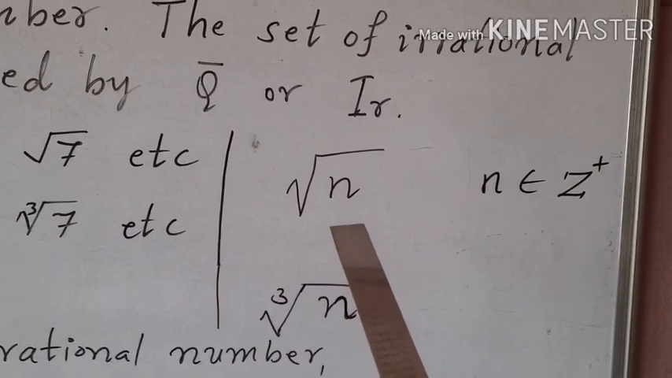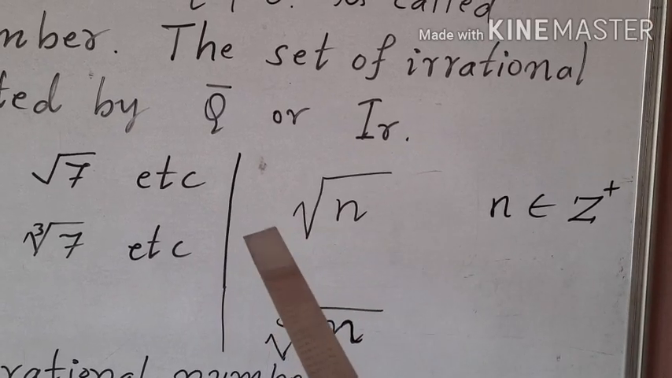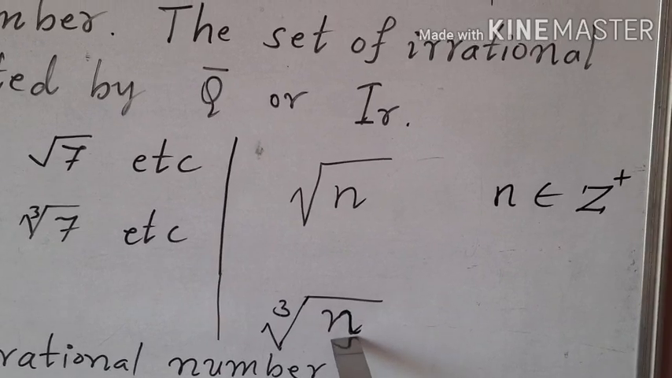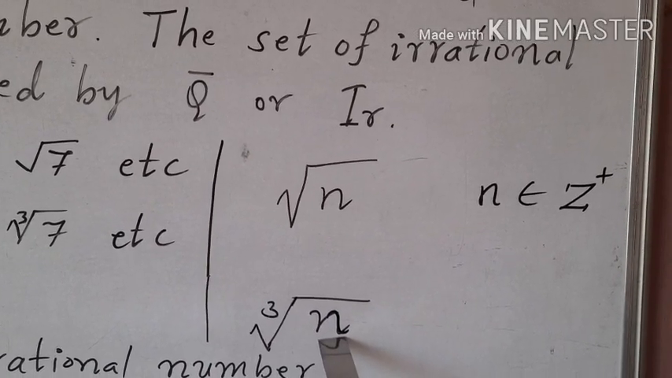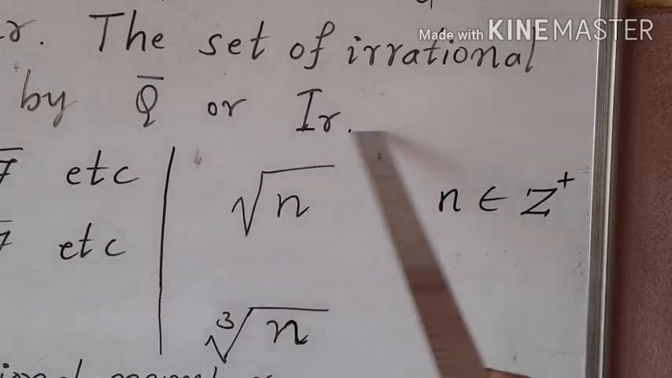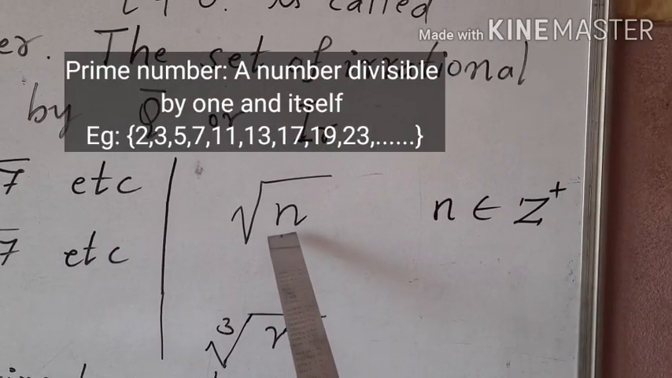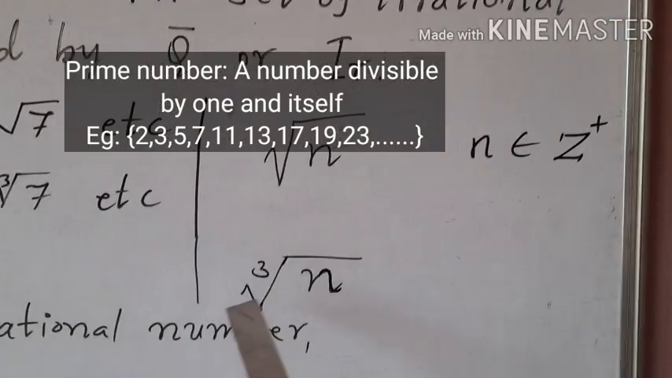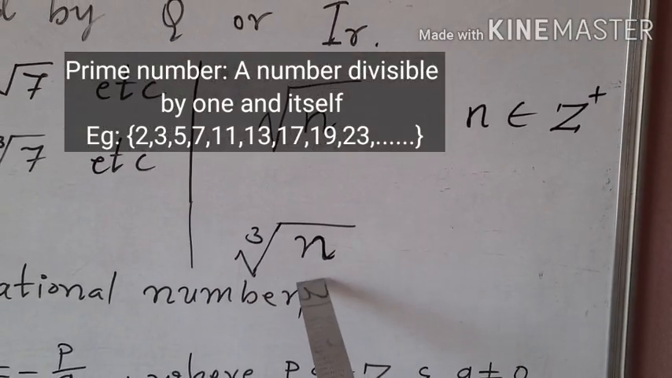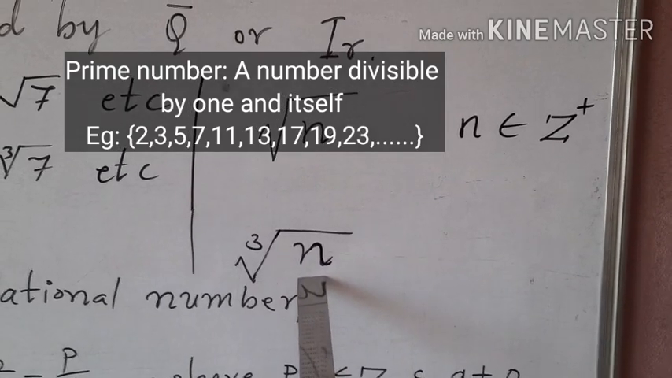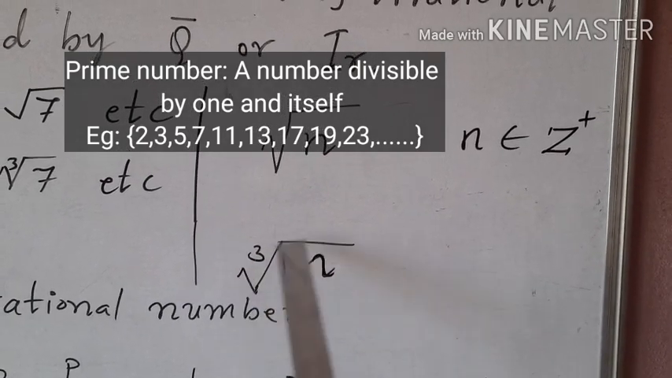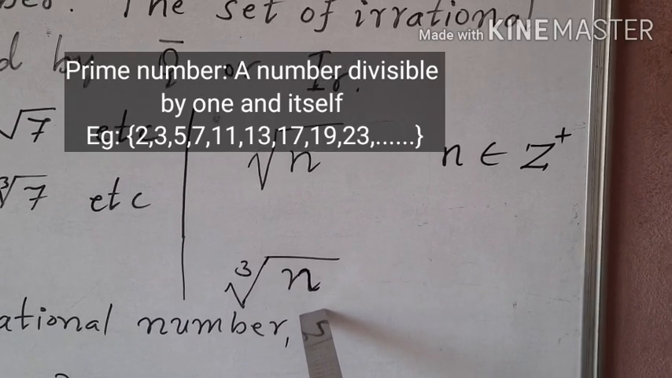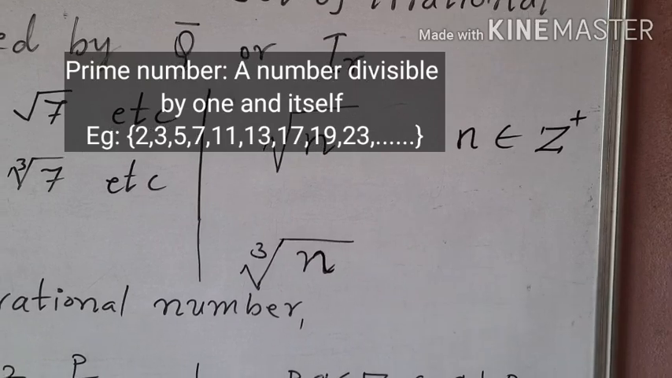There is one more condition for a number written under the square root mark and cube root mark to call it an irrational number. That is, under the square root mark, if any number is a prime number, then it must be an irrational number. And under the cube root mark, if the value of n is a prime number, then also cube root of n will be an irrational number. Okay, let us see the examples.